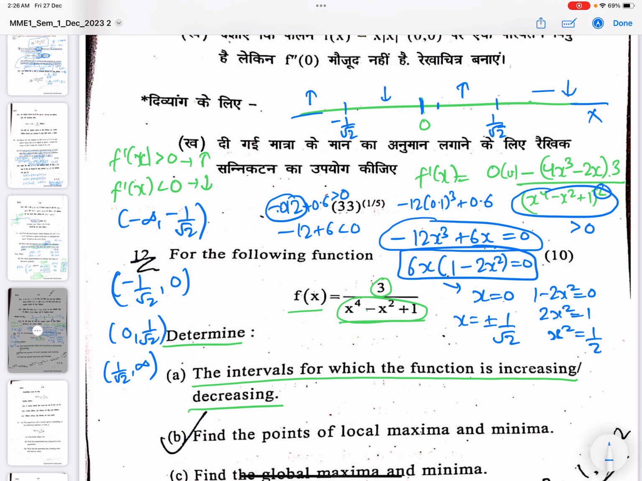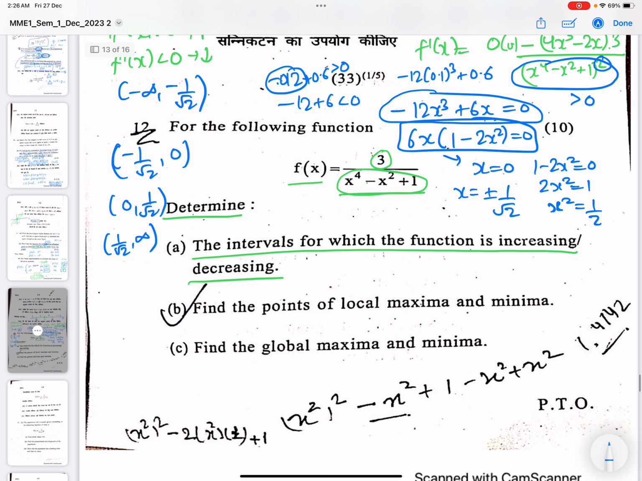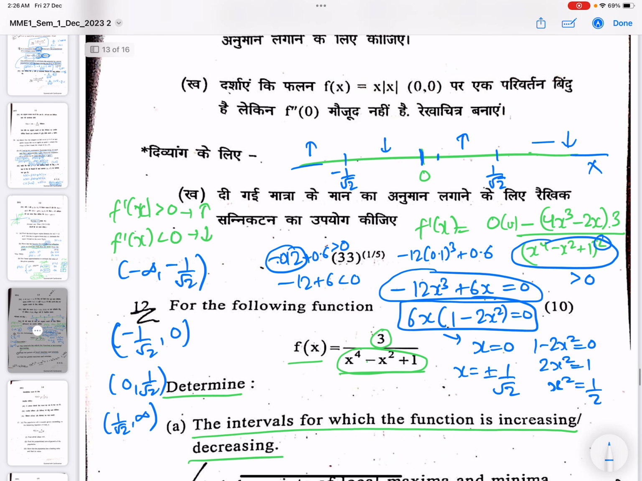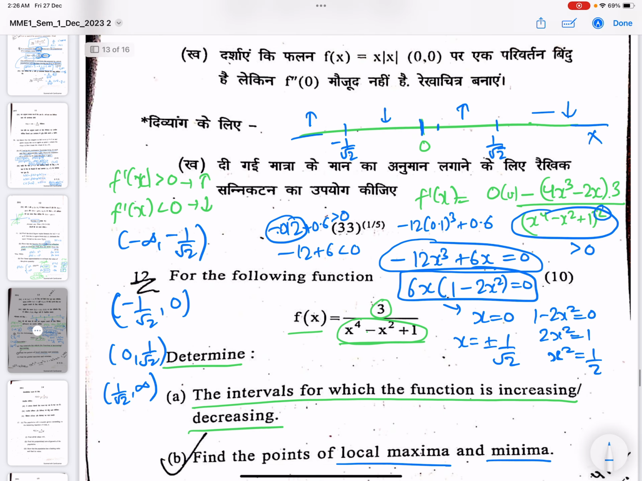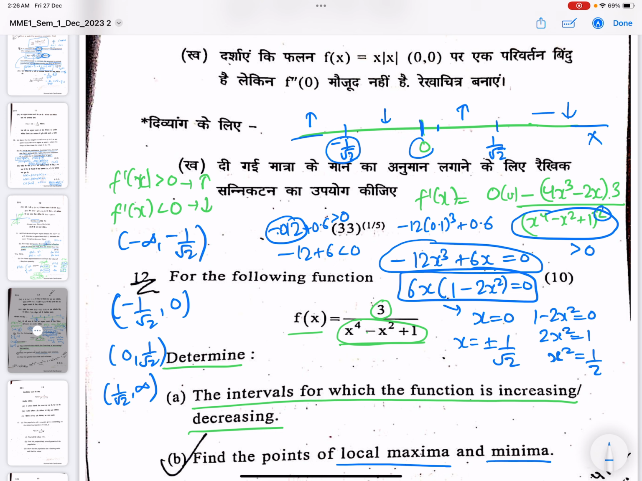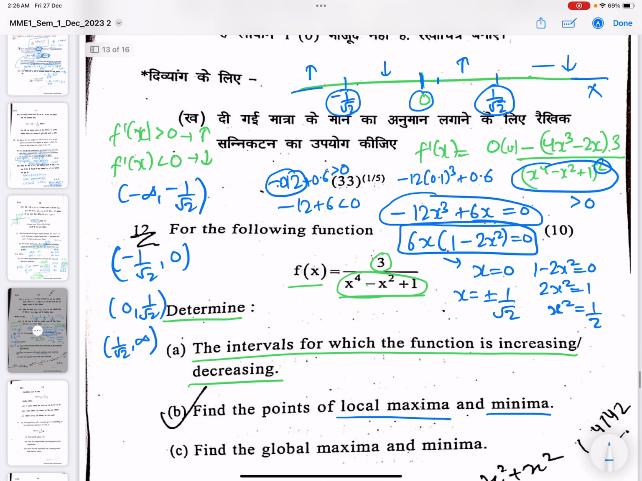Okay. Find the points of local maxima and minima. So at this interval, the first order conditions are this. With the help of the first order conditions, we are getting the value of x as this and x as 0.